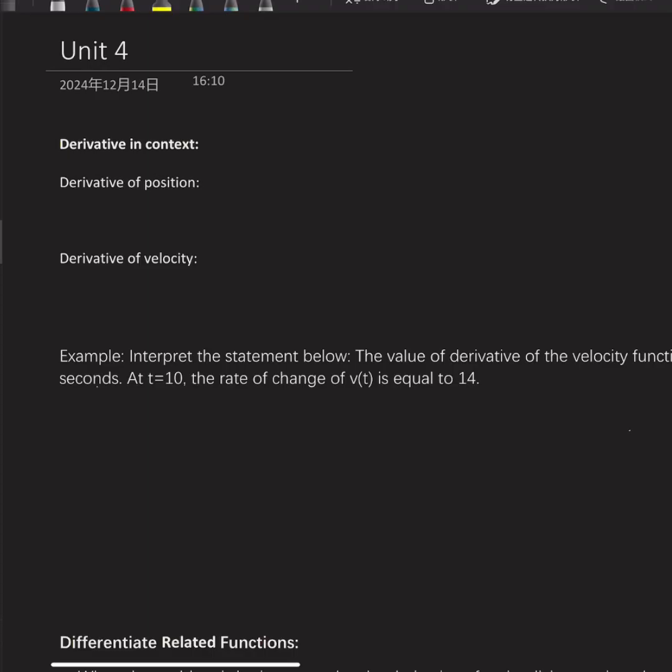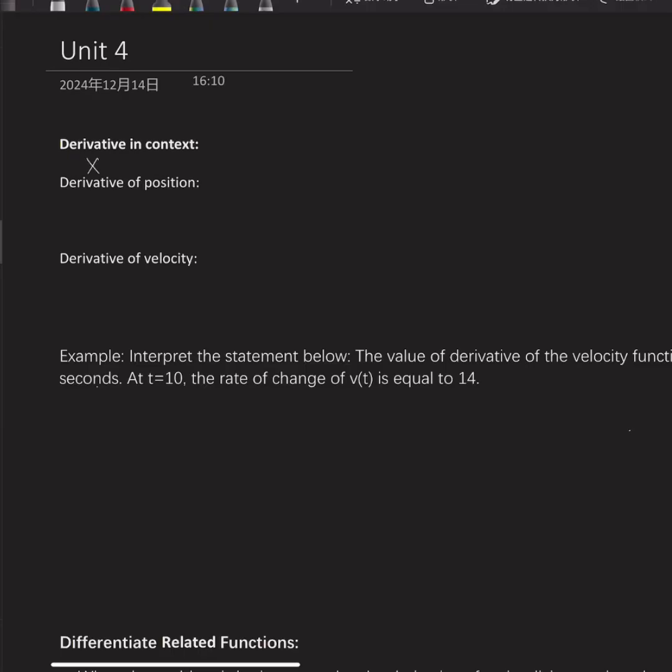This is Unit 4, Contextual Applications of Differentiation. So let's talk about derivative in context. Most of the problems on derivative in context are motion problems. And if you're familiar with physics, you should know all of these. So let's talk about the derivative of position.